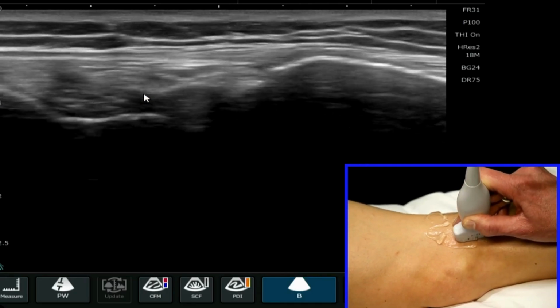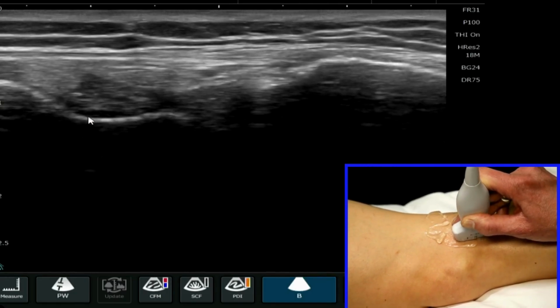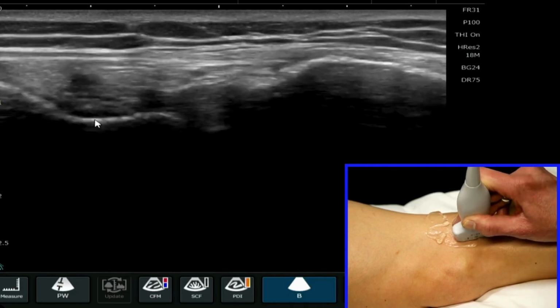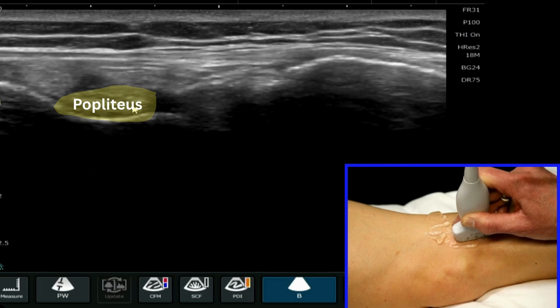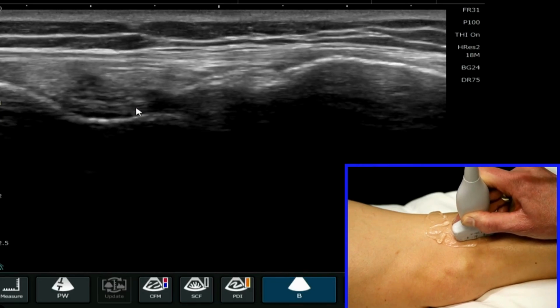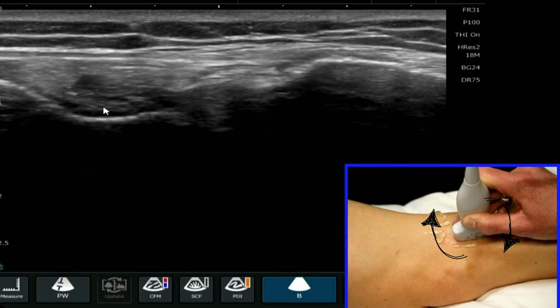of the lateral meniscus. The little dent here is where you can see a sort of rounded structure, which is the popliteal tendon in transverse, and that's very clearly demonstrated.